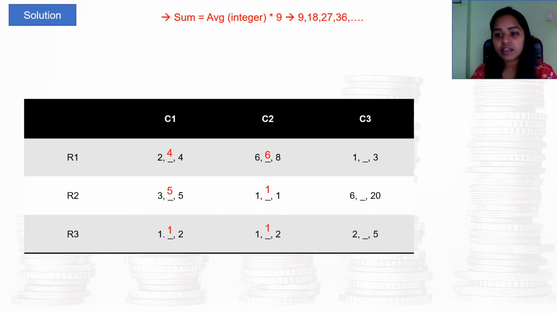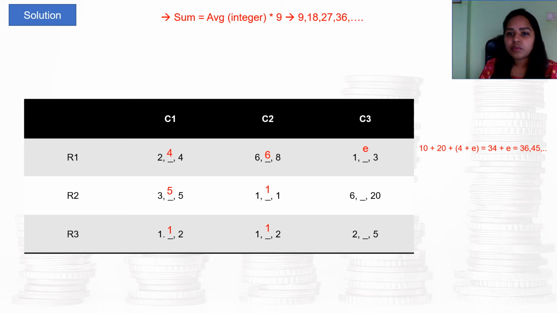For this column 3, I will take each row and try to calculate the last missing detail in the column. So I will take first row 1 and assume the missing detail as E here, the number of coins in that pouch. Let us take the sum of this row. Again, it should be a multiple of 9. Row 1, column 1, the sum is 10. Row 1, column 2, the total is 20. Row 1, column 3, it is 1 plus E plus 3, that is 4 plus E. So we get 34 plus E as the sum.